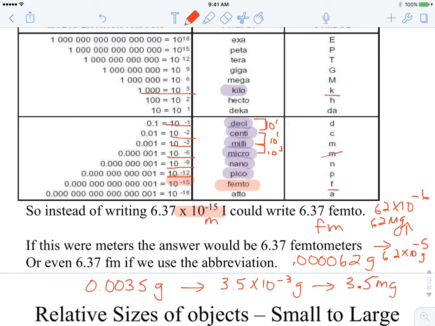Notice the micro symbol is not correct over here. It should be a script sort of mu, Greek letter mu. Looks like a U with two tails.